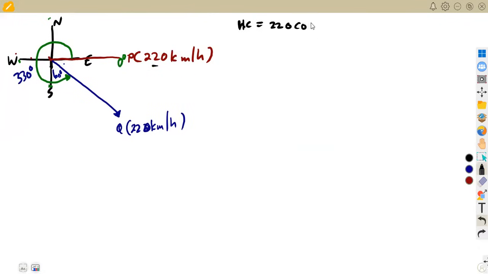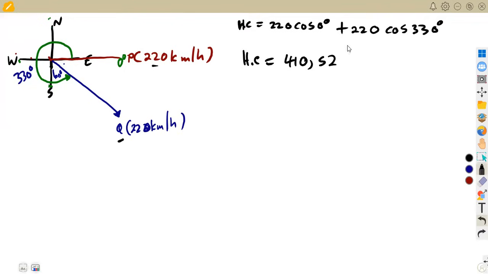So we've got 220 cos 0 degrees plus 220 for Q. So we've got 220 cos the angle, in this case 330 degrees. So this is taken at 330 degrees. That's our horizontal component, which is going to be 410.526 in this case. All right, kilometers per hour. Remember the other units here were kilometers per hour, so this also must be in kilometers per hour. All right, so that's the concept.